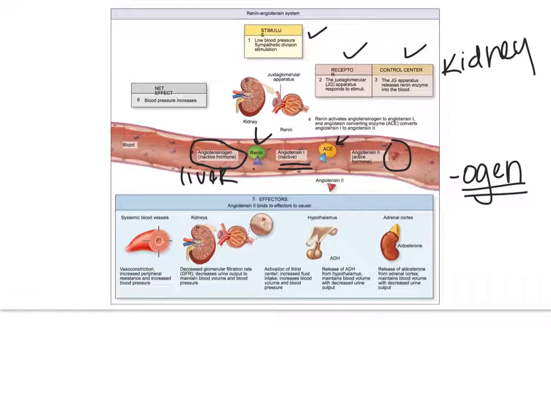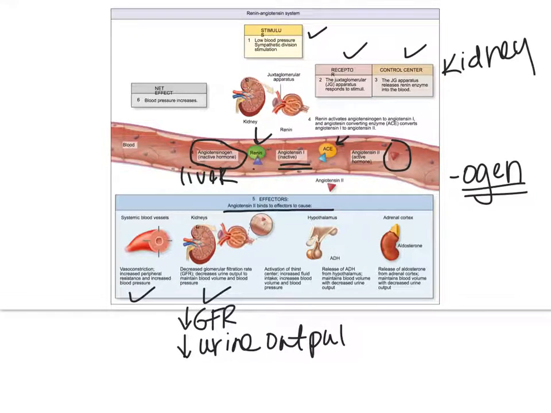Now here's the effectors, what angiotensin 2 can make happen. So we're getting the bigger picture. It can cause vasoconstriction, which will increase blood pressure. It's going to decrease GFR, so that's going to decrease your urine output, which will increase blood volume and blood pressure. It stimulates the hypothalamus, so you drink. It causes the release of antidiuretic hormone. It also is going to cause the release of aldosterone, which we're going to talk about in a minute.